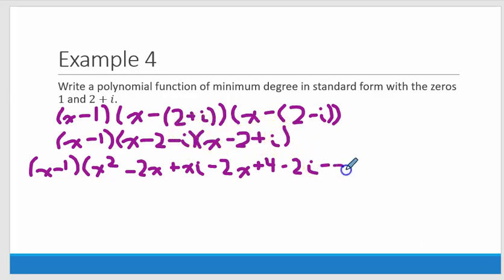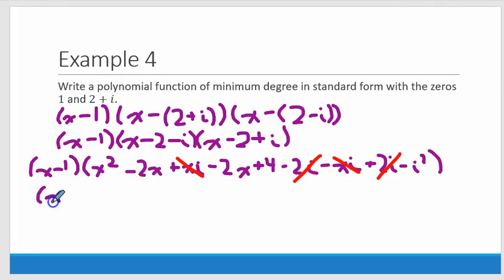So I get -xi, positive 2i, and -i squared. If you've done this correctly, there should be a lot of terms that end up canceling, like positive xi and negative xi, and also 2i minus 2i. And then there should be some other terms that we can combine.